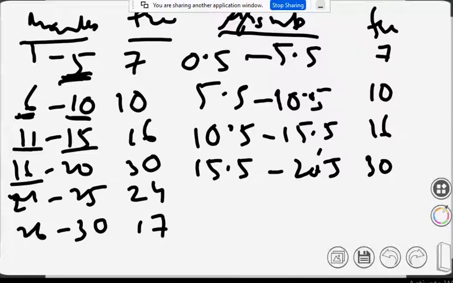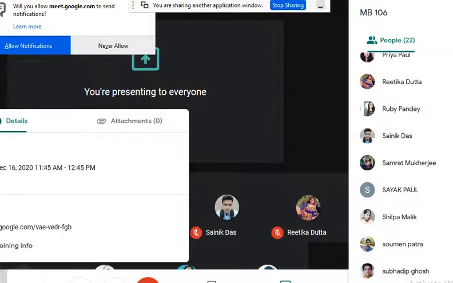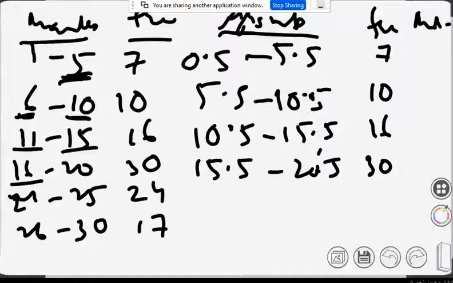We require 3 more columns. So mid values. Somebody please tell me the mid values. Shayok Pal, please tell me the mid values. 0.5 and 5.5, the mid value is 3, I think. Then 8, 13. It will go around 3, 8, 13, right?